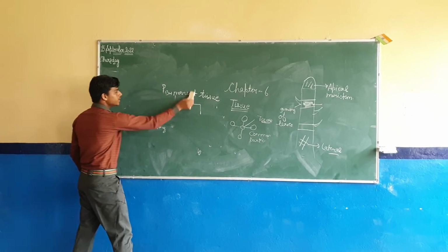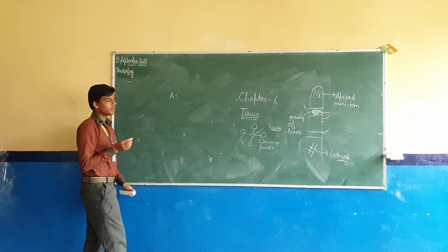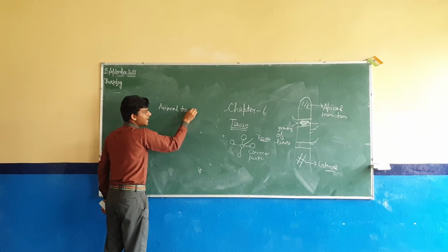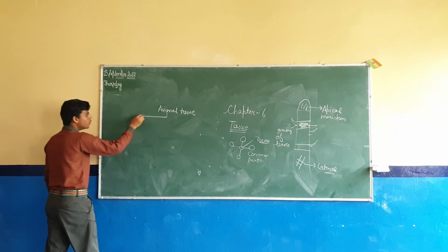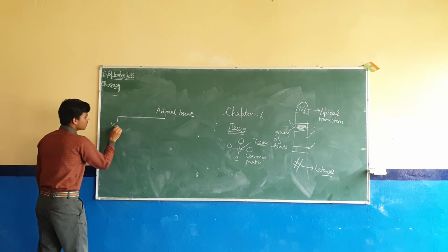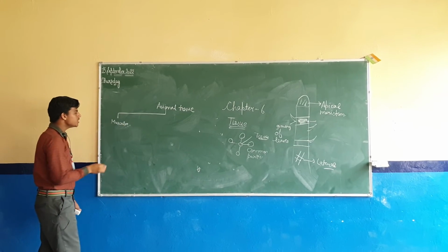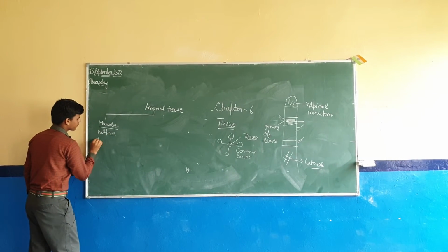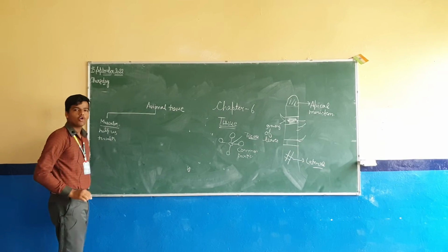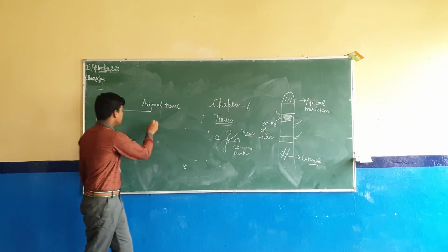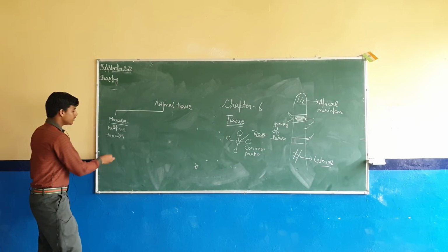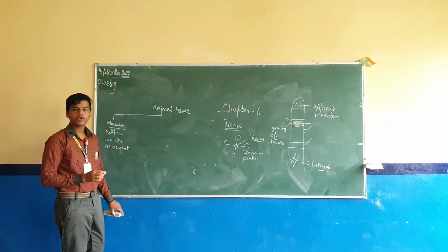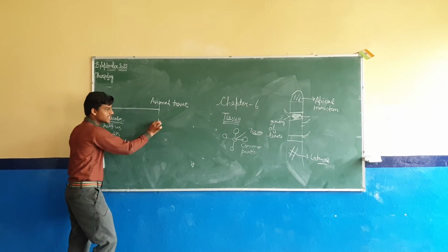Now we will discuss animal tissue. Animal tissue are categorized into 4 types. First one is muscular tissue. Muscular tissue is the tissue that helps us to walk and do various activities. For example, I am walking with the help of muscular tissue. It is basically used for movement in our body. They have a protein known as contractile protein that helps in contraction and relaxation.